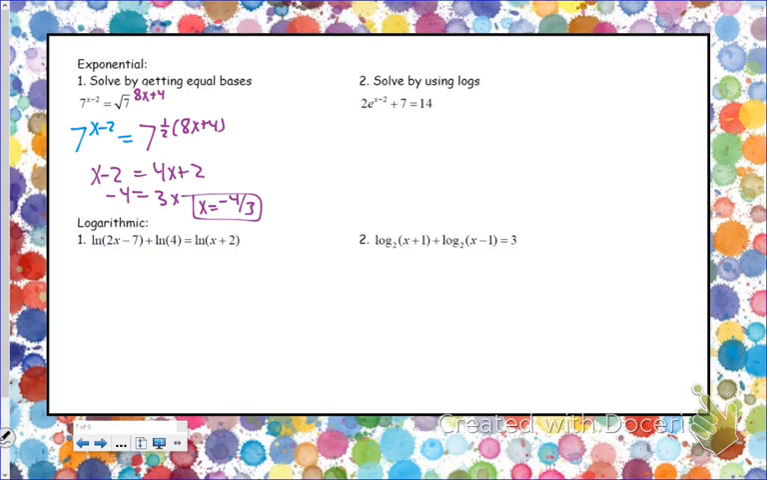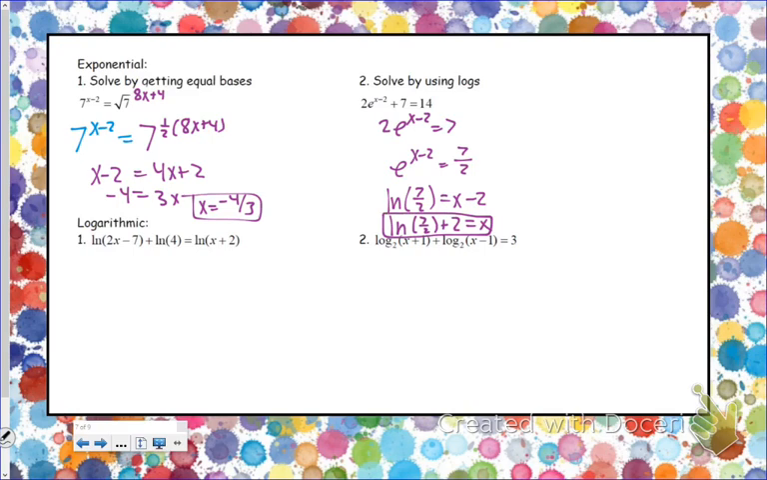If I can't write them with the same base, then I need to solve by using logs. So again, I'm going to get the base by itself, so I'm going to subtract 7, divide by 2. And then at this point, I can rewrite this as a log. Since the base is e, I'm going to use the natural log. And then I'm going to add 2. And without a calculator, that's as far as you can go.